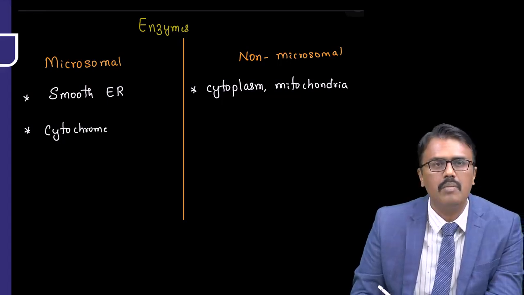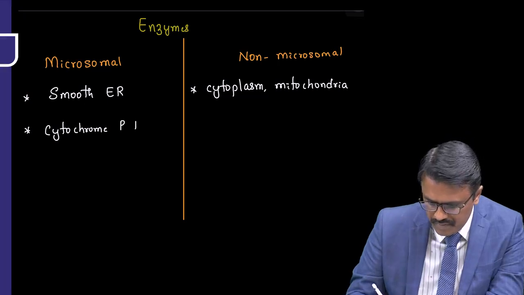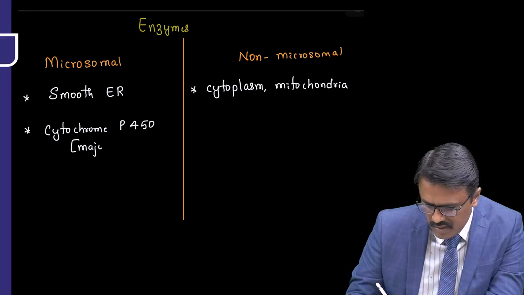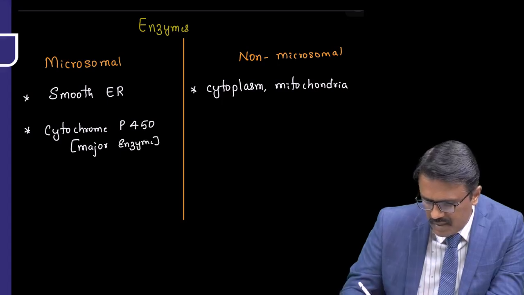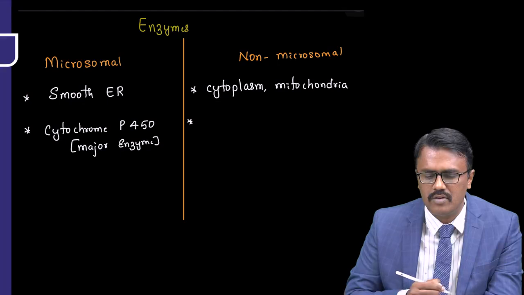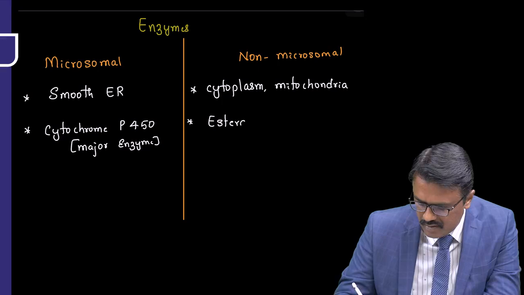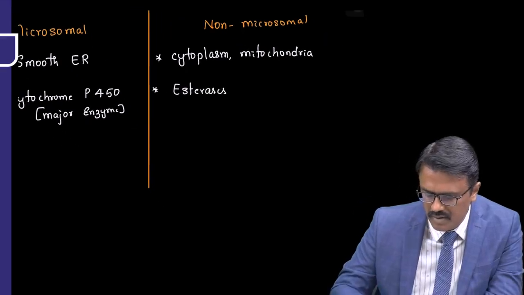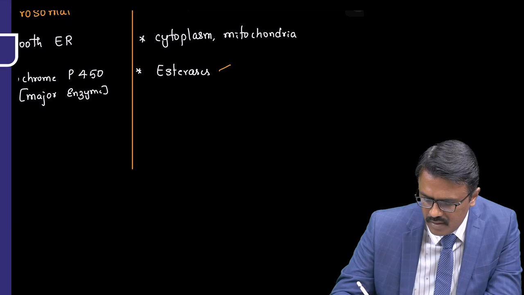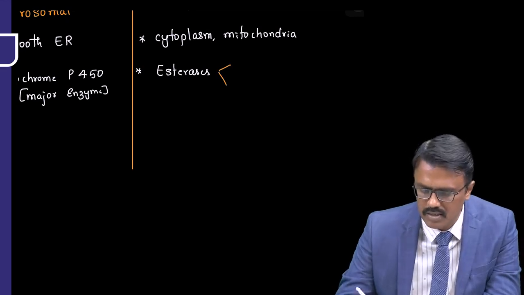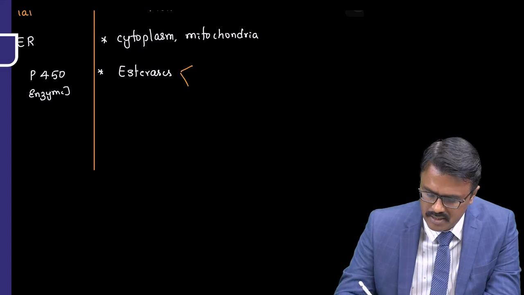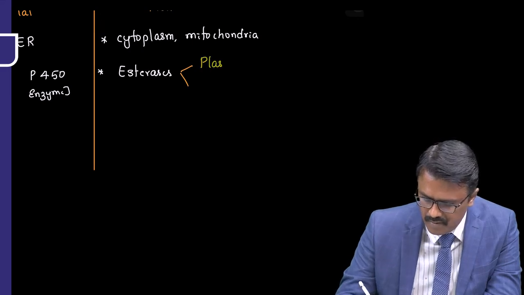It is called cytochrome P450. The major enzyme is this. This is the major enzyme in microsomal enzymes. Then here in non-microsomal enzymes, the examples are esterases. So let me give an example of esterases. There are two important esterases. One is the plasma esterases.